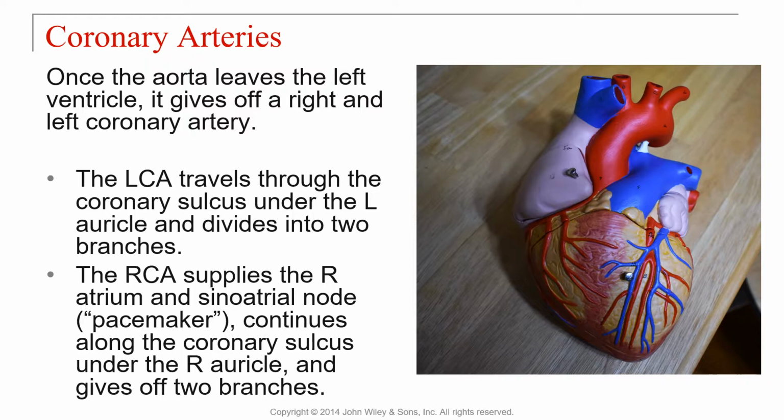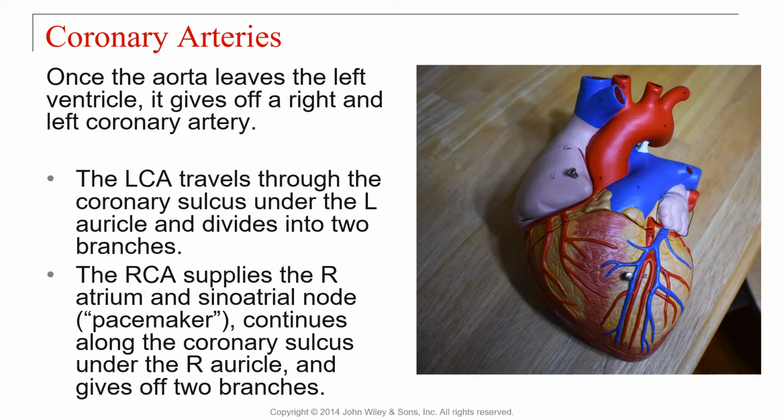All right, so if you have your idea of which is which here, I'm going to go ahead and point them out. So the left coronary artery travels through the coronary sulcus under the left auricle, divides into two branches. This is going to be your left auricle right here. Remember, that's the shoulder pad or the little flap that helps to increase the volume of the atria. So left coronary artery is going to travel under that, dividing into two branches. So right here, this is the left coronary artery.